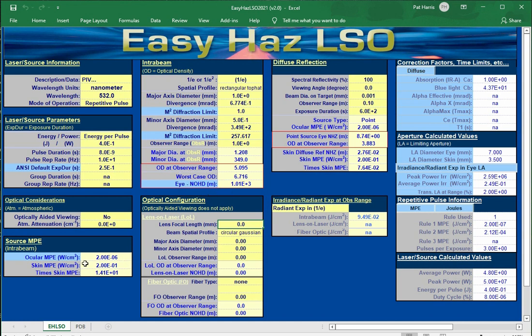Now, we can look down here, take a look at the ocular MPE. It's 2 times 10 to the minus 6 watts per square centimeter. That comes from rule 1, 2 times 10 to the minus 7 joules per square centimeter multiplied by the repetition rate. We can see that here if we click that. That's it right there. Okay, the skin MPE is about 200 milliwatts per square centimeter. The irradiance of the laser where the observer is standing is about 14 times above the skin MPE. So yeah, this would be a little bit of a hazard to you if you were that close to it.